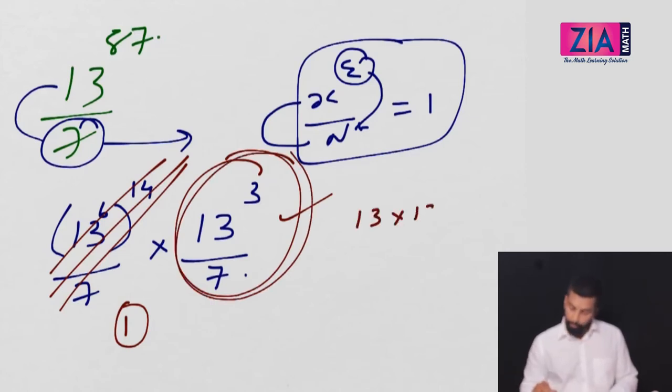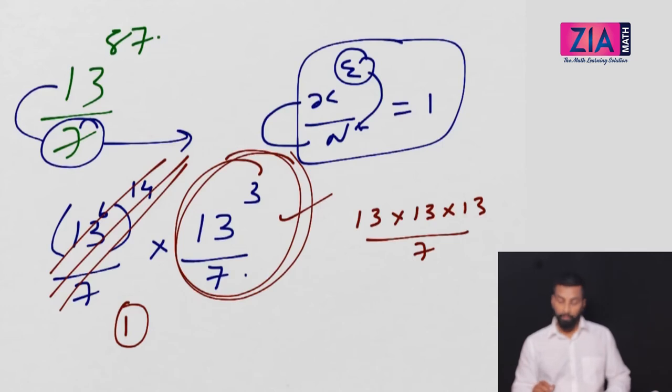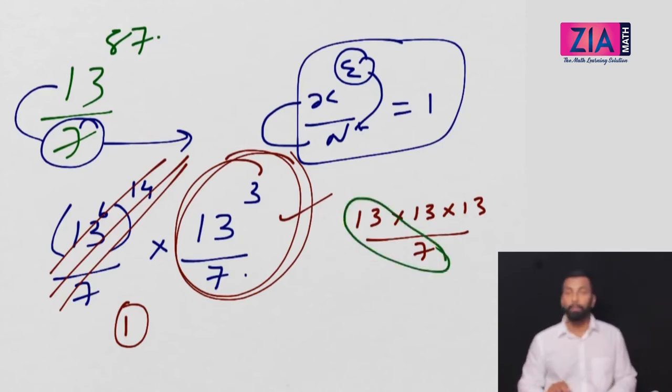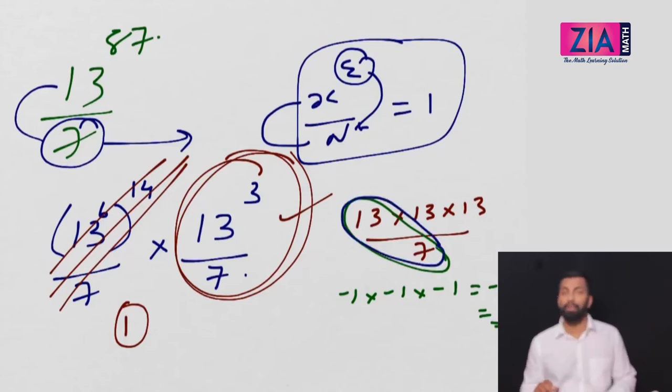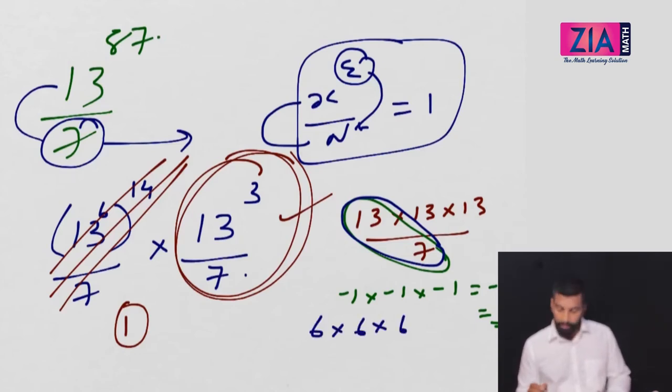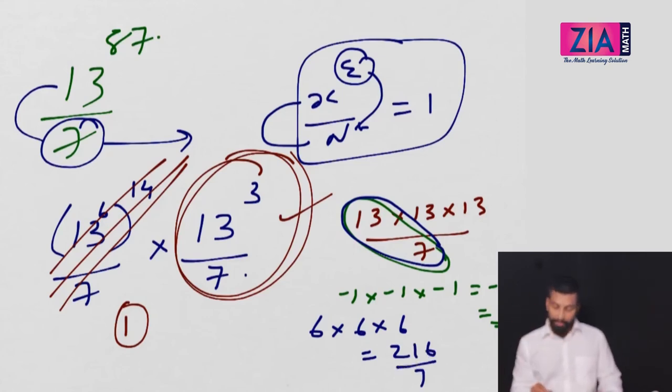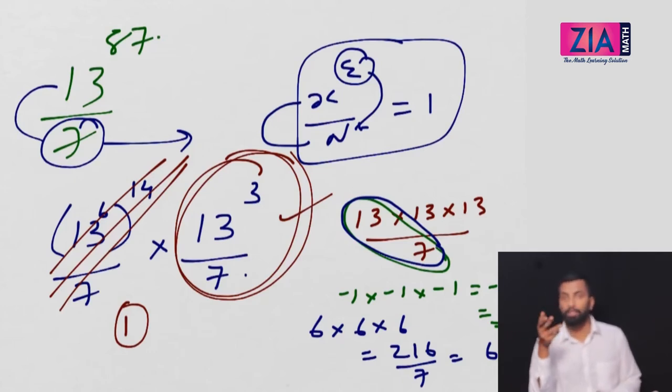Because this is 13 into 13 into 13 divided by 7. You can find the individual remainders easily. Either you can write it as minus 1 into minus 1 into minus 1. You will get minus 1, which you can convert by adding 7. You get 6. Or you can write the remainder directly. 13 by 7, you get 6, right? So 6 into 6, that is 36, which is greater than 7. So divide by 7 again, you get 1. So 6 into 6 into 6 is 216, and 216 divided by 7 gives 6, because 210 is a multiple of 7. 30 into 7 is 210. So 6 is the remainder.